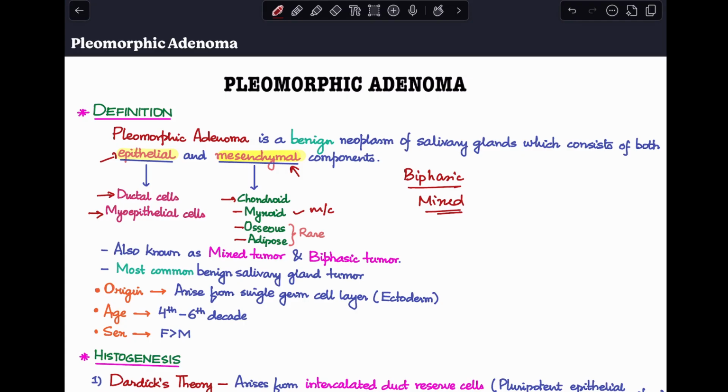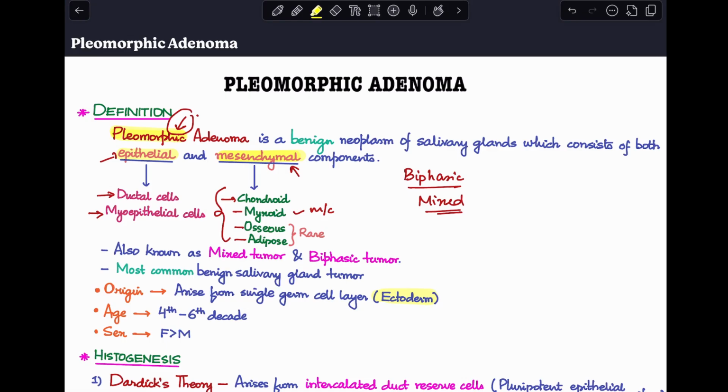The term pleomorphic comes from all of this architectural complexity that we are seeing histologically. Because of all the varied morphology we are seeing here, this is known as pleomorphic adenoma. That's the reason behind the name. Now, the name might sound as if it has taken its origin from different germ layers, but that is actually not true. Pleomorphic adenoma actually arises from a single germ cell layer, which is the ectoderm.